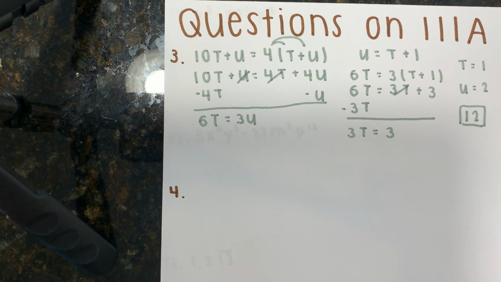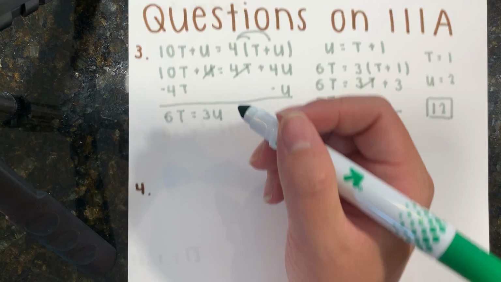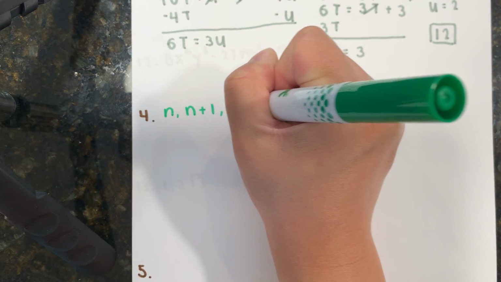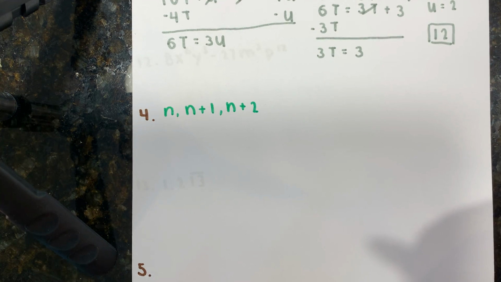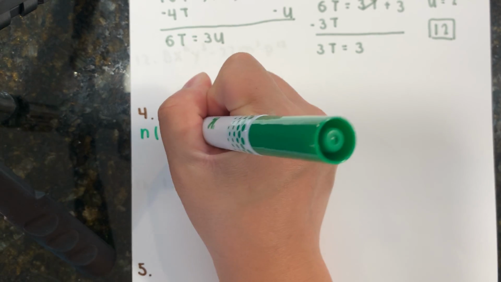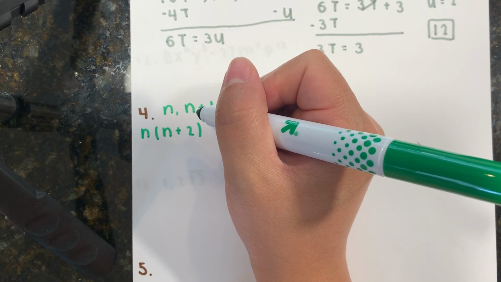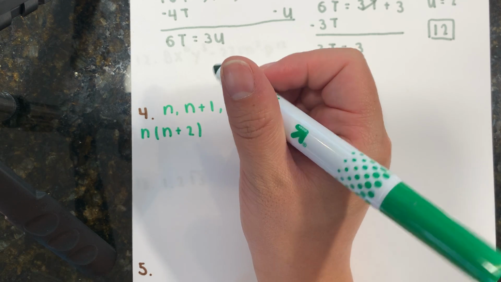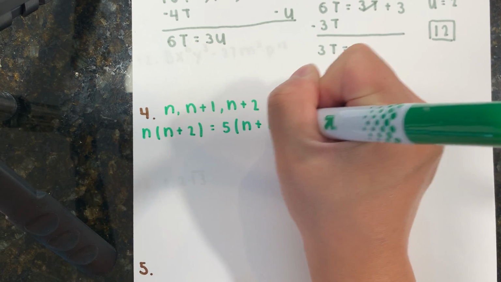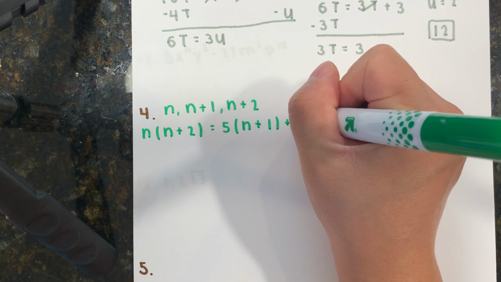Now moving on to number 4. So it says find 3 consecutive integers such that the product of the first and the third is 35 greater than the product of the second and the fifth. So consecutive integers are going to use the variables n, n plus 1, and then n plus 2. It says the product of the first and the third, so that would be n times n plus 2, is 35 greater than the product of the second and 5. So it would be 5 times the second, and it will be 35 greater than that.